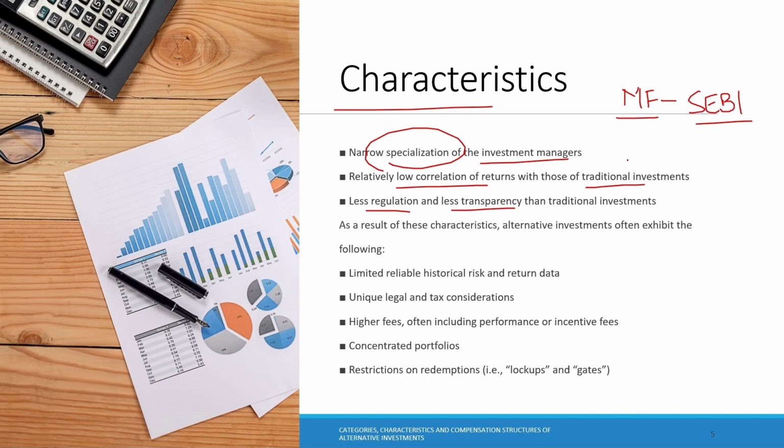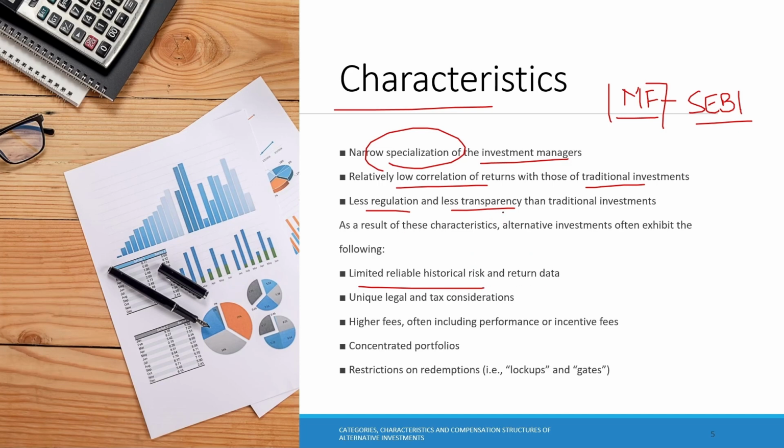Similarly, we can talk about transparency. So mutual funds, if you go online, search a mutual fund, उनकी holding क्या है, you can look at what all stocks they have, what is the net asset value on a daily basis. Hedge funds, ये information available mostly नहीं होती है. In some cases it might be available, but there is relatively less transparency. Then because of these characteristics, the alternative investments, they exhibit the following. So one is limited reliable historical data and of course the risk data.